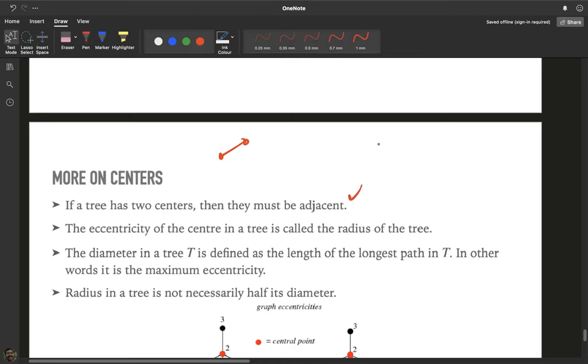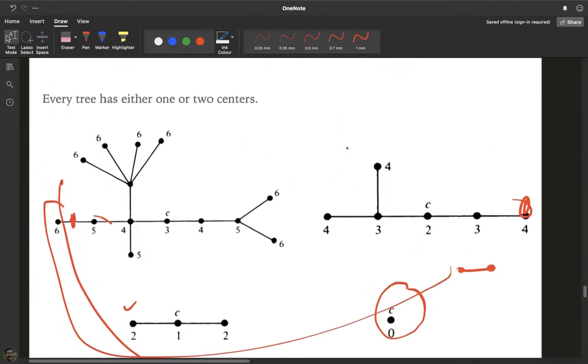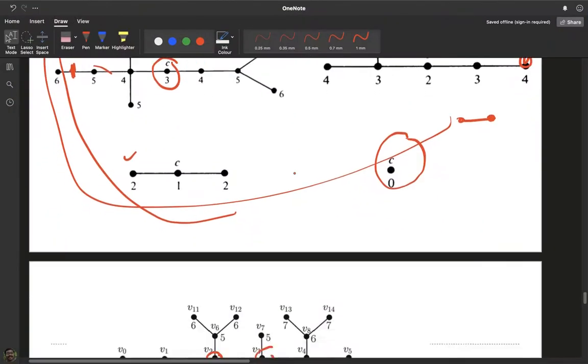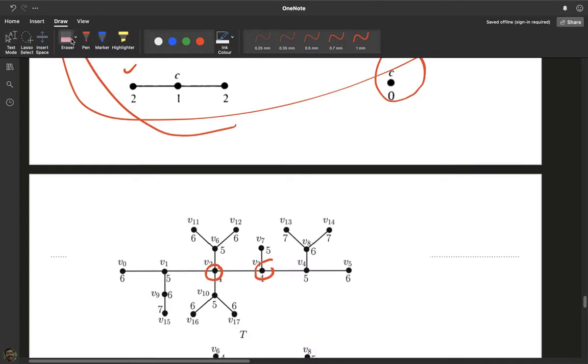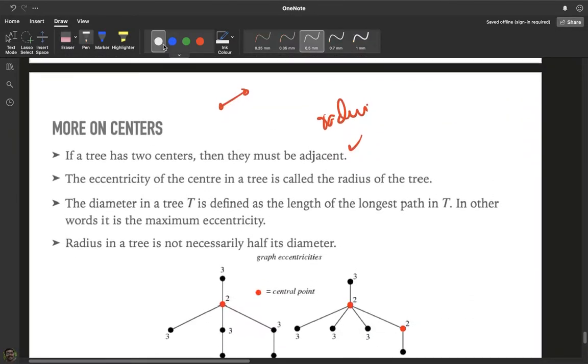Okay, and similarly, the eccentricity of the center, that is the minimum eccentricity, is called the radius of the graph, the minimum eccentricity. So basically, the eccentricity of the center of this graph was actually 3. So the radius of this graph is 3. Okay, similarly, what is the radius of this other graph? There are two centers here. The radius is the eccentricity of the center, so it is actually 4 in this graph. Okay, so the eccentricity of the center is called the radius of the graph. Okay, that is also there. They can ask you to define the radius of a tree.